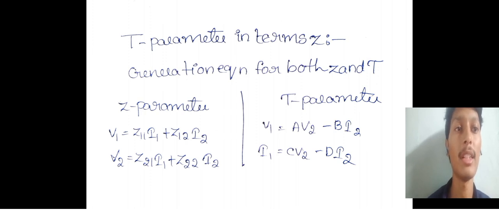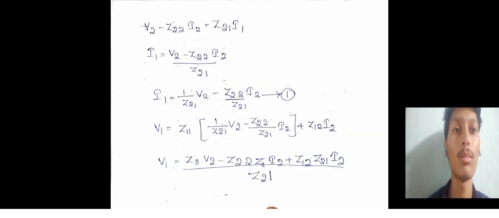First, T parameters in terms of Z. Generating general equations for both Z and T. Here is the general equation for Z parameters: V1 equals Z11 I1 plus Z12 I2, and V2 equals Z21 I1 plus Z22 I2. And here is the general equation for T parameters: V1 equals A V2 minus B I2, I1 equals C V2 minus D I2.